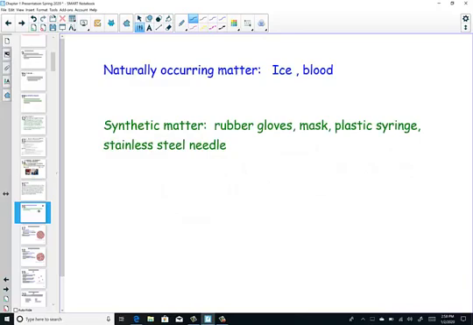Here are some things you might have placed down. Of course, the naturally occurring matter would have been ice and blood. Synthetic matter might have been those rubber gloves you put on, a mask over your face, the plastic syringe. Even the stainless steel needle is a synthetic material because it's an alloy, a blend of all kinds of different metals. So just getting us thinking about where matter fits into our future profession. What are those types of substances that we'll be encountering in our everyday world that occur from nature and occur from the lab in a synthetic matter?